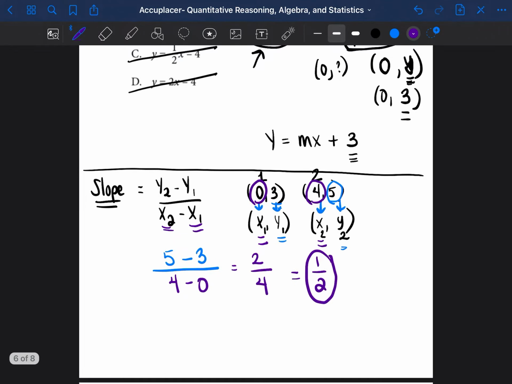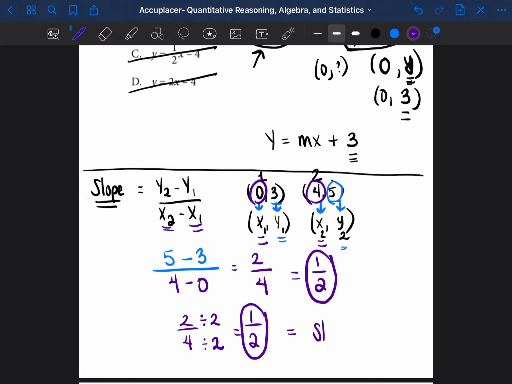If you're not familiar, I'm just going to quickly show you how I simplified that. 2 over 4, you just find the largest number that can go into 2 and 4, which is the number 2. The largest number that can go into 2 and 4 is 2. So divide the numerator, the top number, and the denominator by 2. And you end up with 2 divided by 2 is 1. 4 divided by 2 is 2. So 2 over 4 simplified is 1/2.